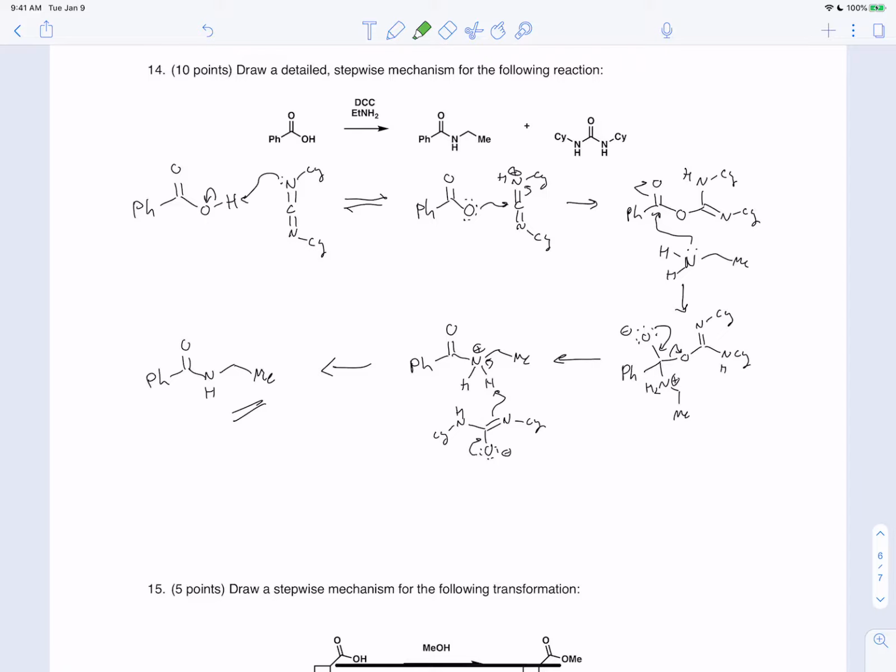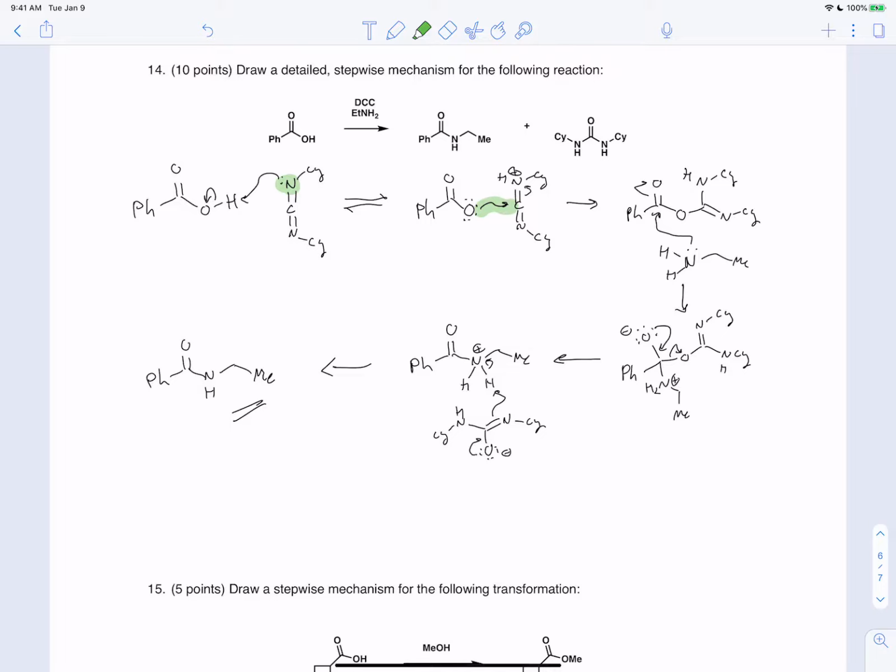All right, almost done. Now we're getting to the mechanisms of practice exam 4. And this is the amidation using DCC between a carboxylic acid and an amine. To start off this mechanism, we have the carboxylic acid that's acidic and the basic nitrogen from DCC gets protonated. The carboxylate rebounds and attacks the activated electrophile to now make an intermediate that has a good leaving group.